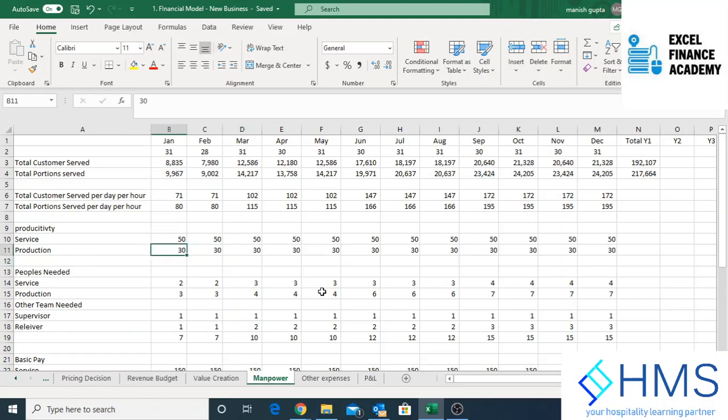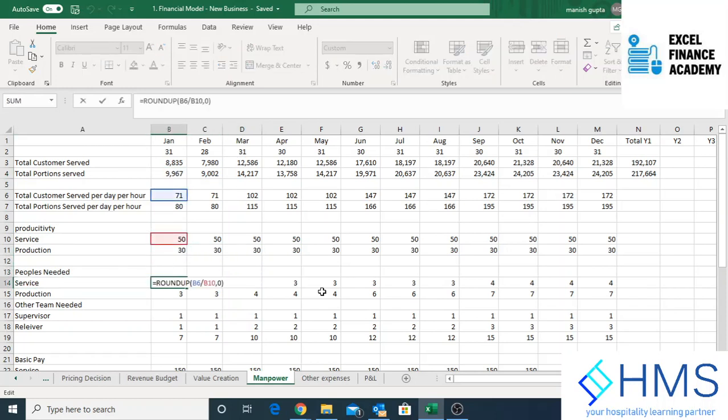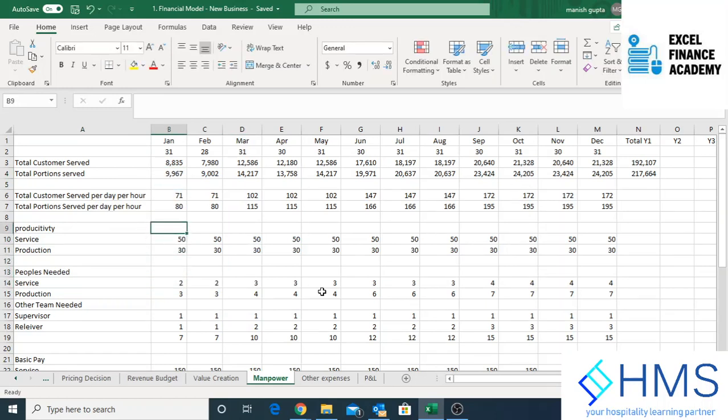Based on that, we said, okay, service people we need to hire 2, because if we need to serve 70 customers per hour but I can serve only 50, it means I need 2 people to be able to serve 70 per hour, right? That will become 100, but it's okay, we can have some extra capacity. And if I need to produce 80 portions per hour, and they are able to prepare only 30 portions in an hour, then it means I need 3 people per hour for my production.